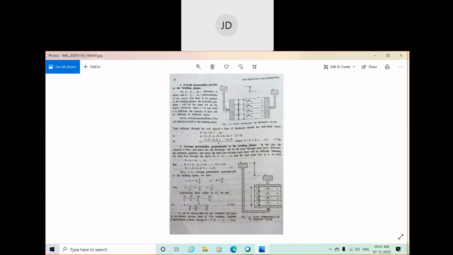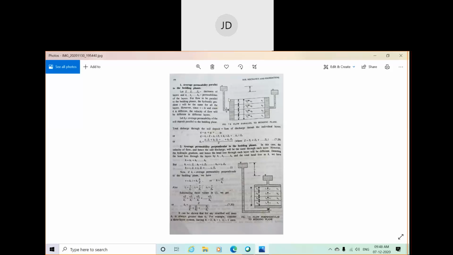Our main aim is to find the average coefficient of permeability parallel to the bedding plane, denoted by kx. But we know the individual k values: k1, k2, k3, up to kn. So how do we do this? When the flow is parallel to the bedding plane, we first need to consider the hydraulic gradient.